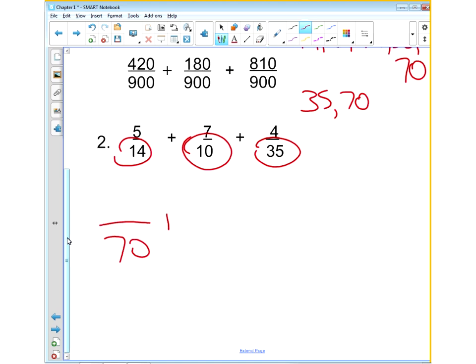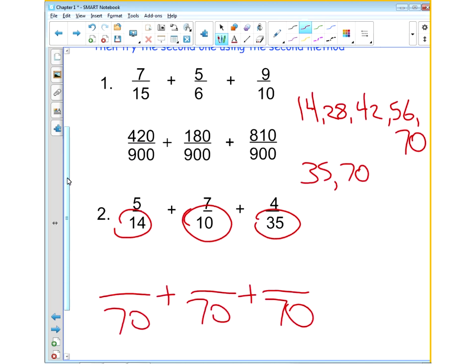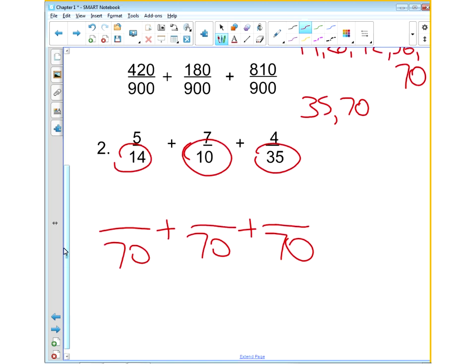So I've got 70, 70, and 70. For 14, let's go up and count them: 1, 2, 3, 4, 5. So I've got 5 times 14 to equal 70. So 5 times 5 is 25. For 70, 10 times 7 is 70. So 7 times 7 is 49. And then 35 times 2 is 70. So 4 times 2 is 8.